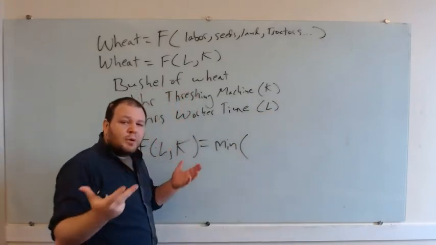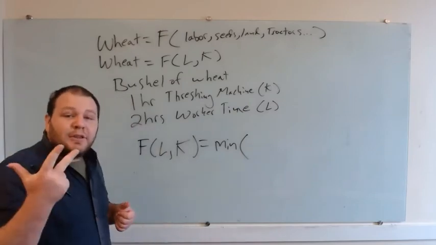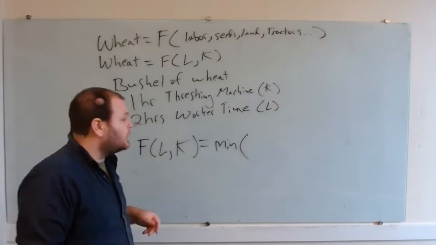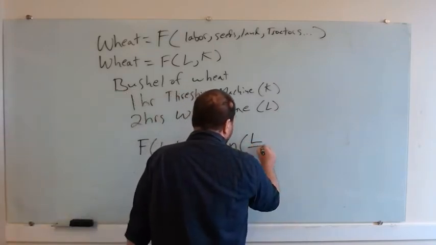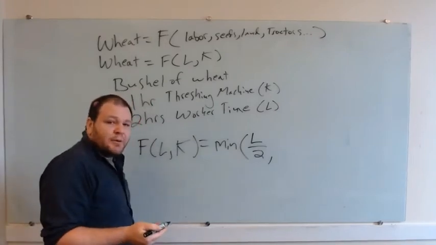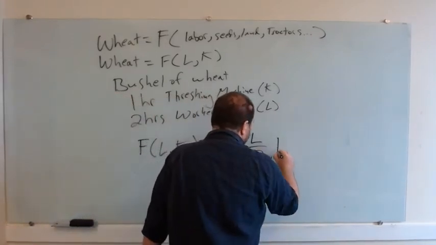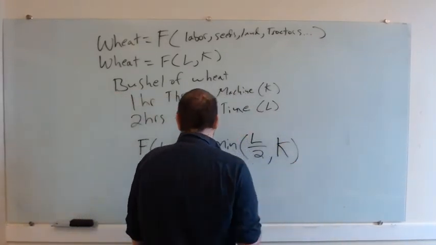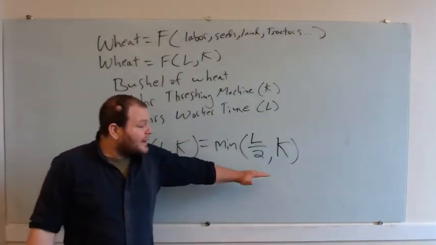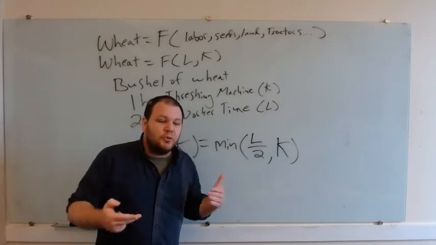So if we had, let's say, 4 labor hours, that would be enough to make 2 bushels. We'd take 4 divided by 2, since it takes 2 hours per bushel. So we'd say L over 2. And then how many bushels' worth of threshing machine hours do we have? Just K. Awesome. So that would be my production function, and it would look and act in many ways similar to a utility function.